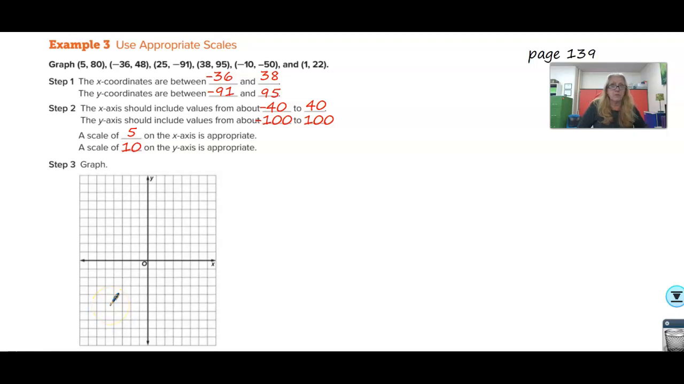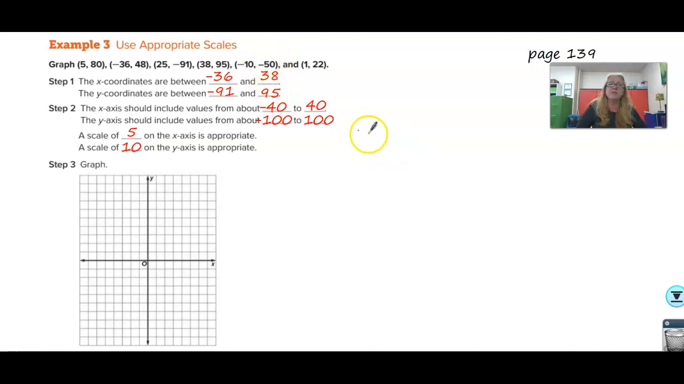And here's more fill in the blanks. So feel free to pause this if you want to fill in the blanks here. Okay, use appropriate scales. Step 1, the x coordinates are between, so we look at just the x values here. These are just the first numbers. All right, what's the lowest number? Negative 36. And the highest number in the front is positive 38. So the highest and lowest x values. Then they want the highest and lowest y values between negative 91 and positive 95.